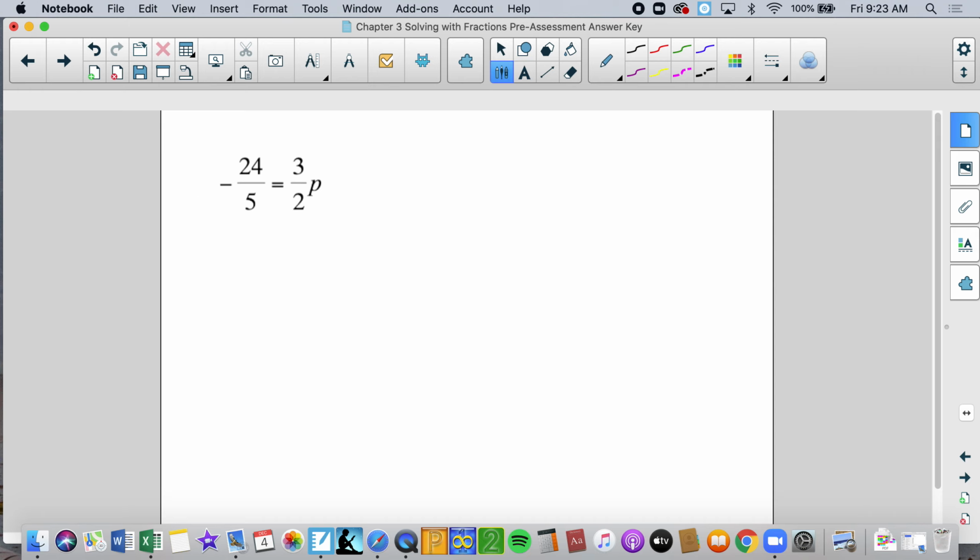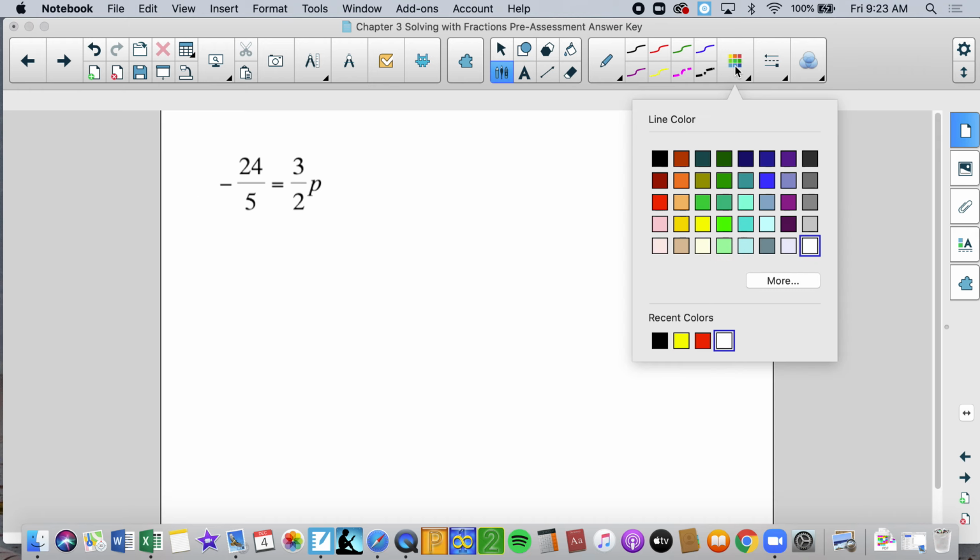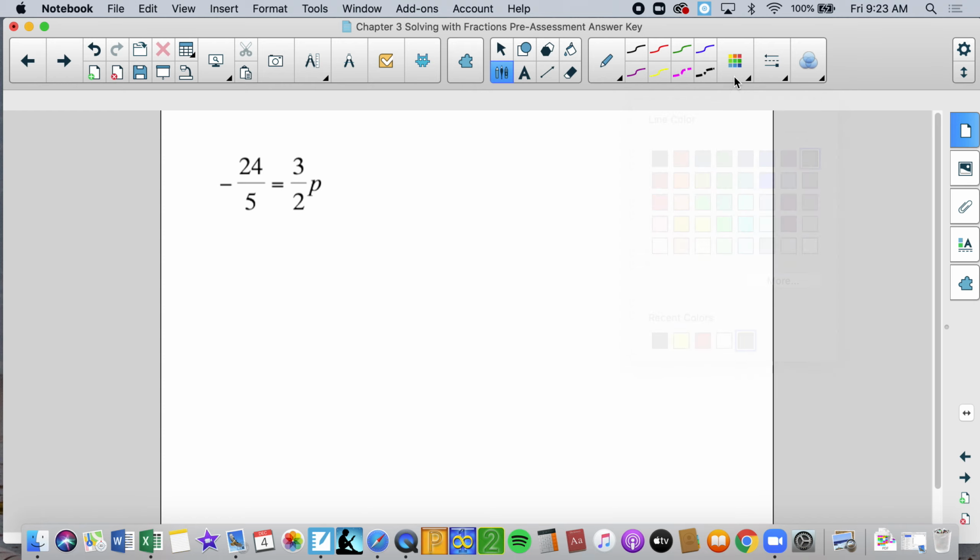Moving that number. I think that's number 6. So we want to multiply by the reciprocal of 3/2, which is 2/3. We're going to cross cancel. The 3 in the denominator cancels with the 24 in the numerator, which is 8. The 2 and 5 do not cancel.